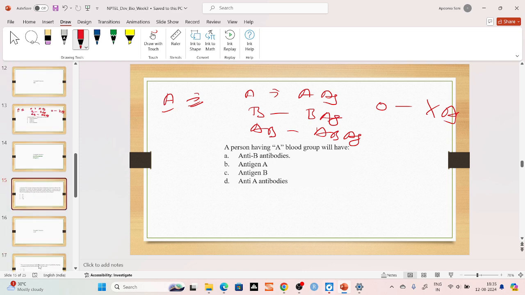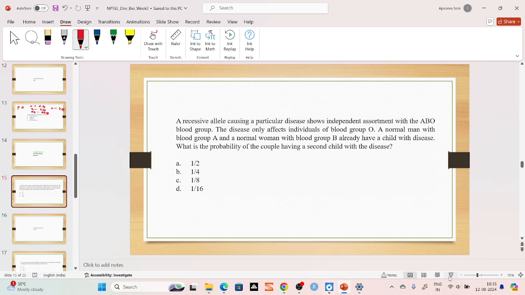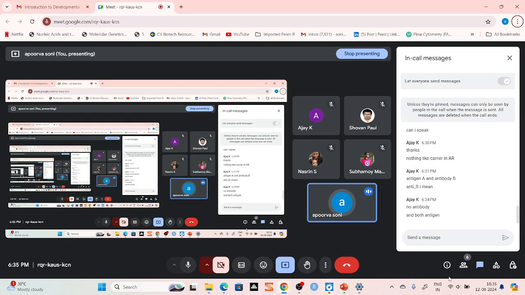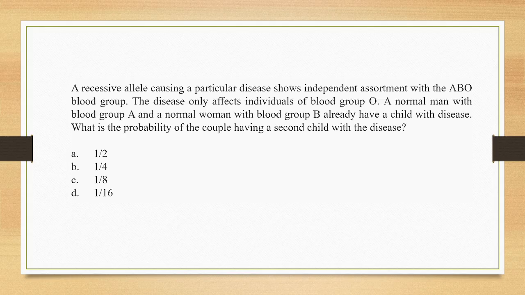Now again comes a question. I'll give you 5 minutes for this question. It's a very interesting question actually. A recessive allele causing a particular disease shows independent assortment with the ABO blood group. The disease only affects individuals of blood group O. A normal man with a blood group A and a normal woman with a blood group B already have a child with disease. What is the probability of the couple having a second child with the disease? Your options are 1 by 2, 1 by 4, 1 by 8, and 1 by 16.